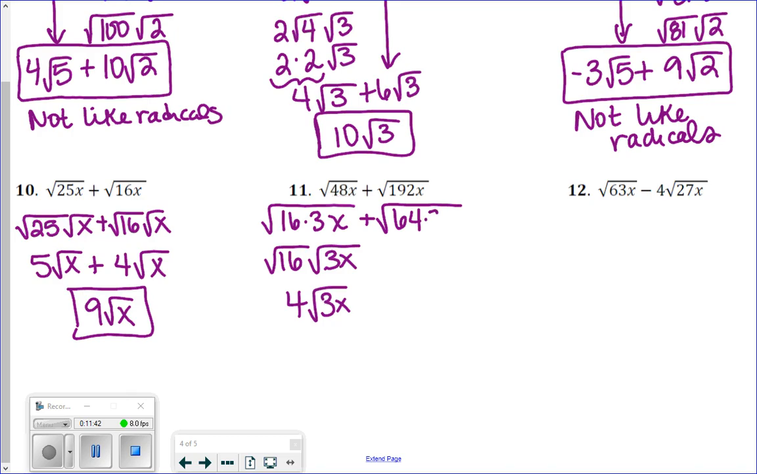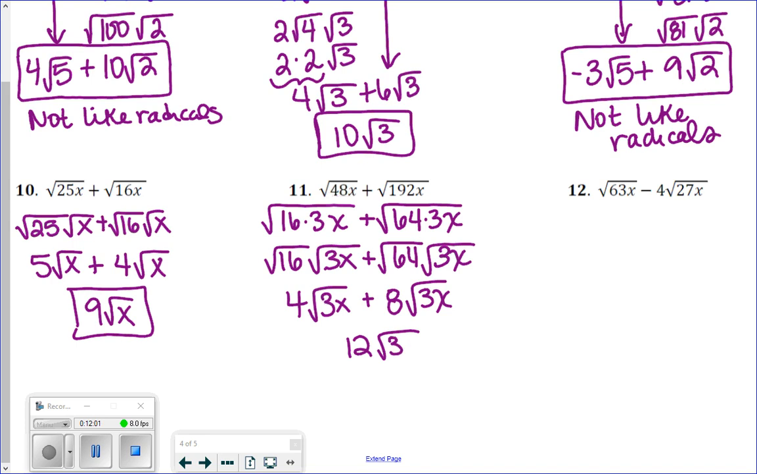On the other side, 192 happens to be 64 times 3 times x. And the square root of 64 can be separated out from the 3x. And that gives us 8 square root of 3x. And then we see that these are a match, and we finish out with addition here. So that gives us 12 square root of 3x.